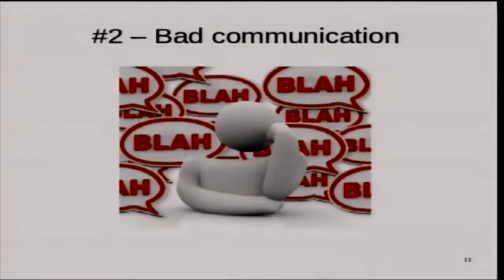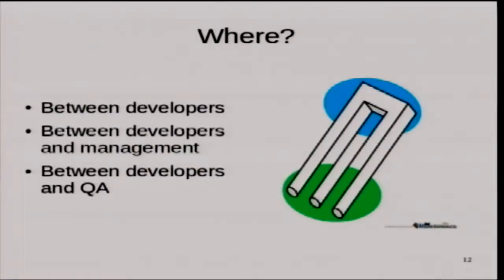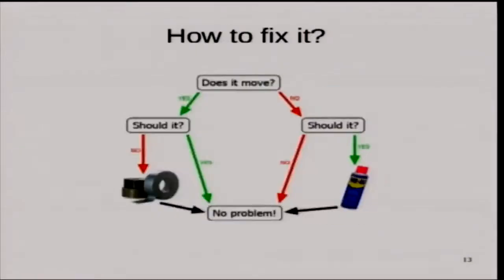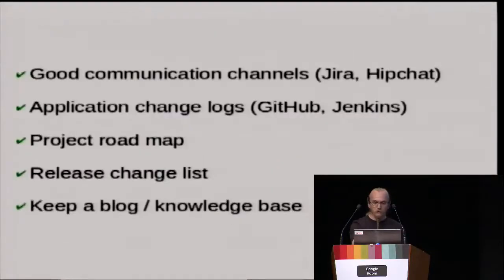Number two reason would be bad communication. And where can this occur? Well, between developers and management, between developers and QA. How can you fix this? Well, you can implement good communication channels like Jira and HipChat. You can have application change logs like GitHub and Jenkins. You can keep a project roadmap, a change list, and a blog or knowledge base.